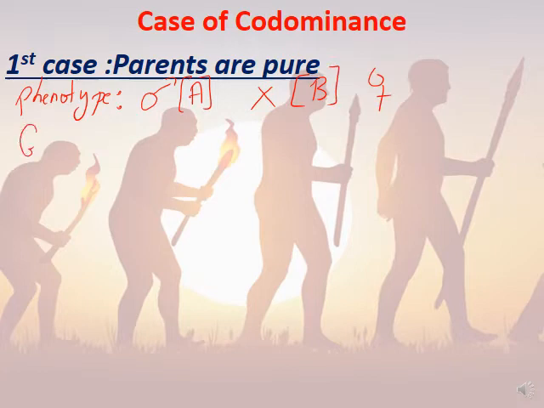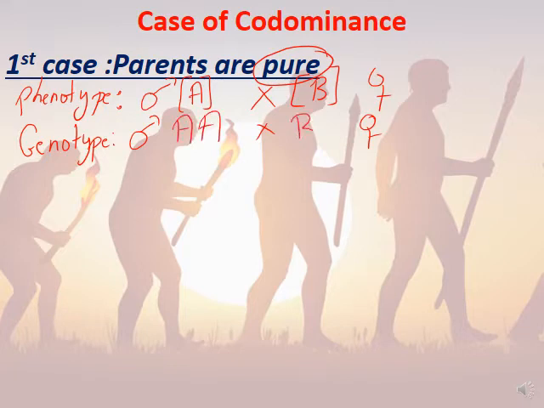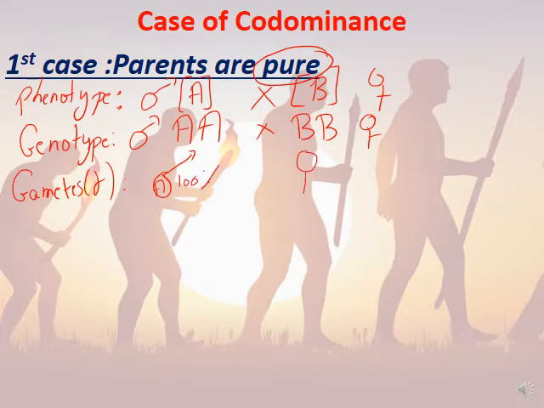Moving to the genotype of the parents, male and female. The parents are pure, meaning that they are homozygous. So they have the genotype blood group A, AA, and blood group B, BB. Moving now to the gametes, the symbol gamma. Here we have AA, so the possibility to have A is 100%. So this is A, 100%. And here to have B, also it's 100%.